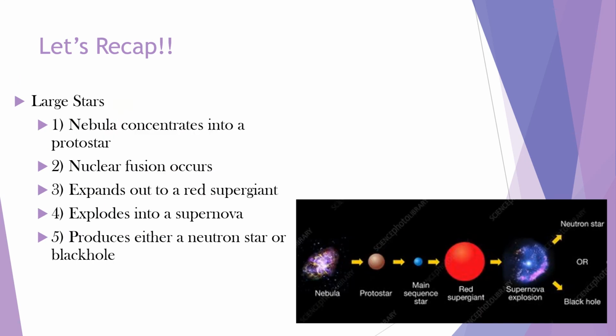For a large-sized star, nebula concentrates into a protostar and nuclear fusion occurs, same birth. Once that energy runs out, death of a star occurs. Large-sized stars expand to a red supergiant, explode into a supernova, and then from a supernova either become a neutron star or a black hole.